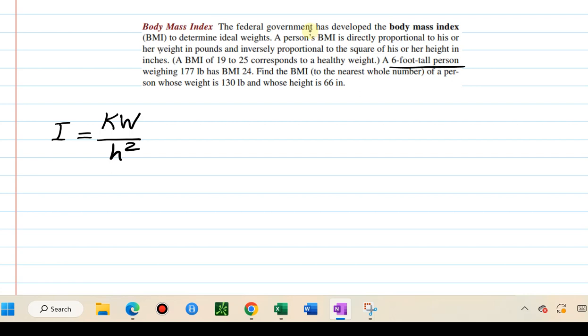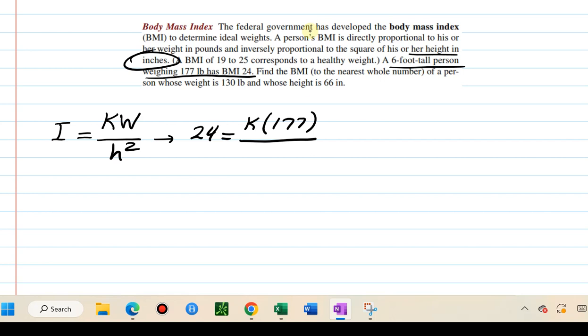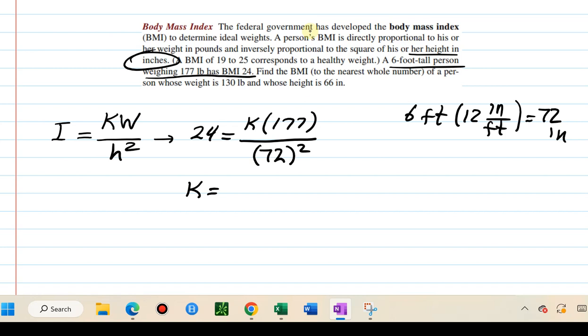Now, a 6 foot tall person weighing 170 pounds has an index of 24. So I'm going to go 24 is equal to K times 177 pounds. Now, we're told that height is in inches. If you're given 6 foot, you multiply times 12 inches to a foot. So that person is 72 inches tall. So I'm just going to put 72 and then you square it. This will solve for the constant of proportionality.